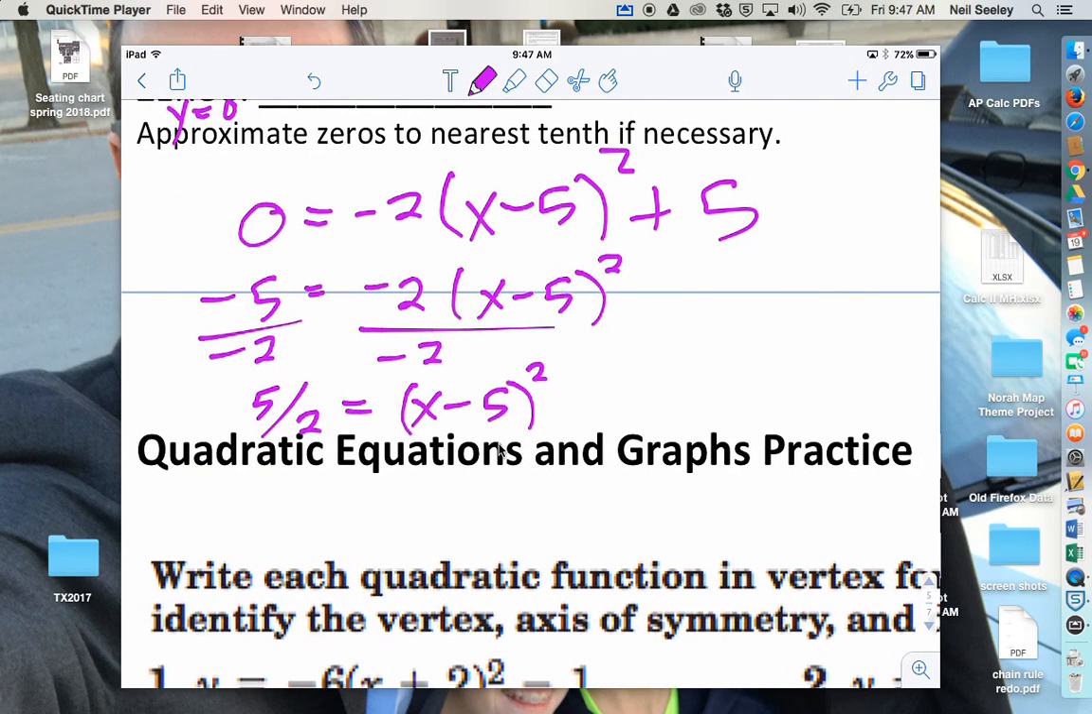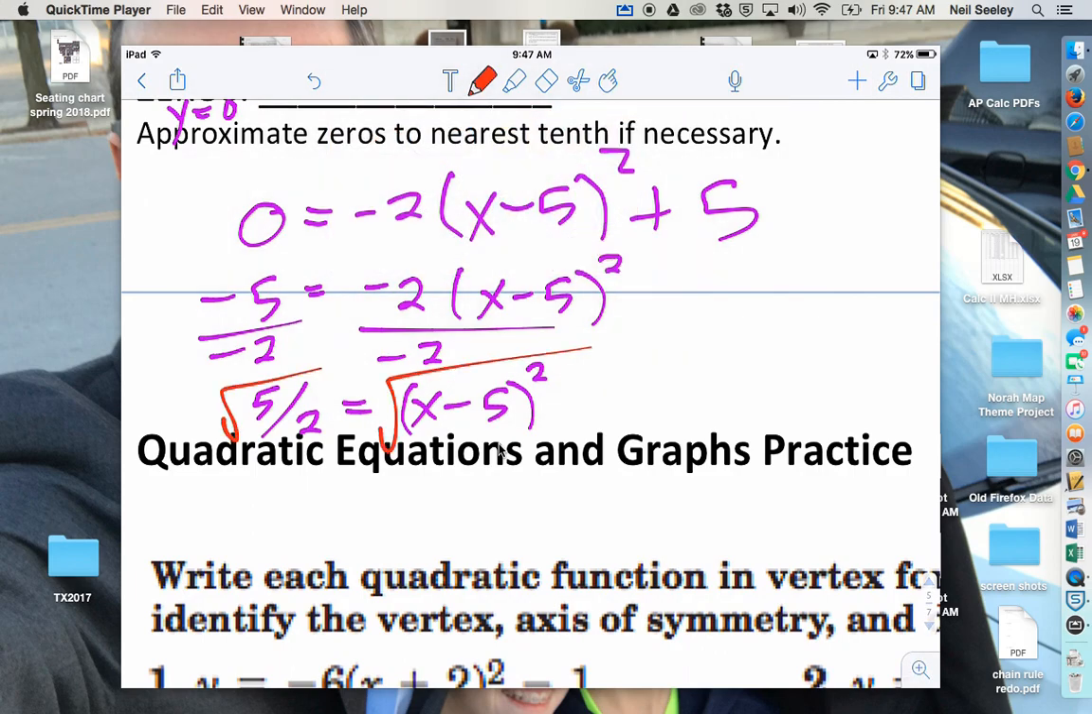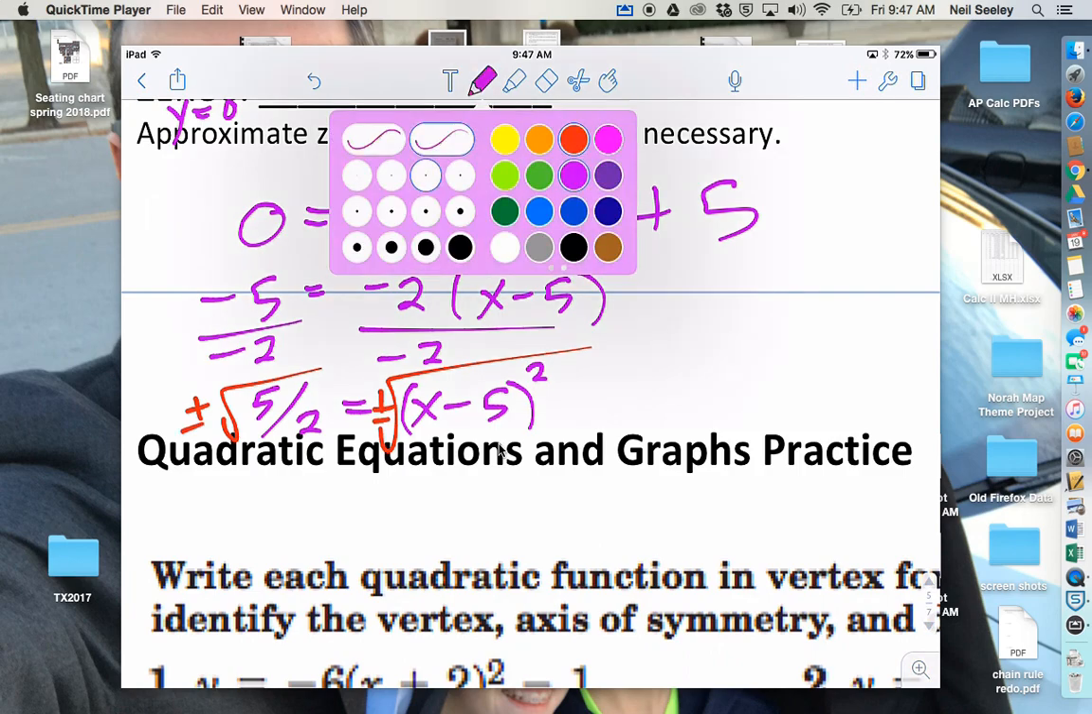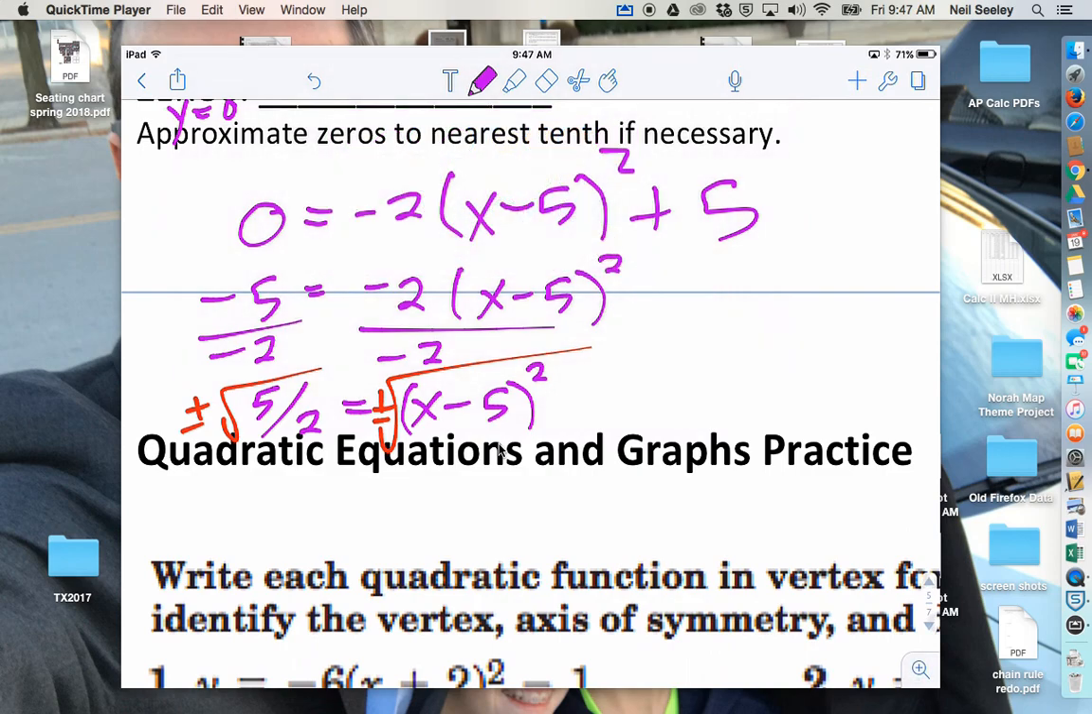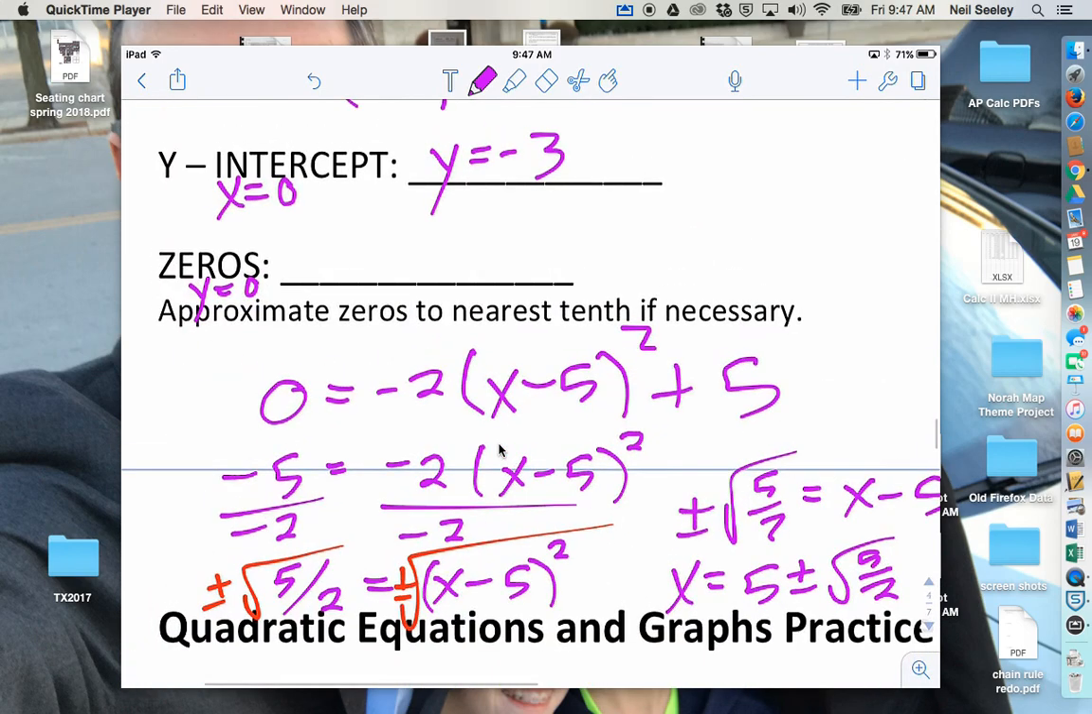And then finally, we have to undo that squared with a square root, and you always put a plus or minus when you introduce a square root. So you're going to square root both sides. So you end up with plus or minus the square root of 5 halves is equal to x minus 5. We're almost there. Lastly, you get to add 5 to both sides. So x is 5 plus or minus the square root of 5 halves. And they're decimals. It's nothing that you want to get too detailed about, but you could plug it into a calculator and get those x-intercepts.